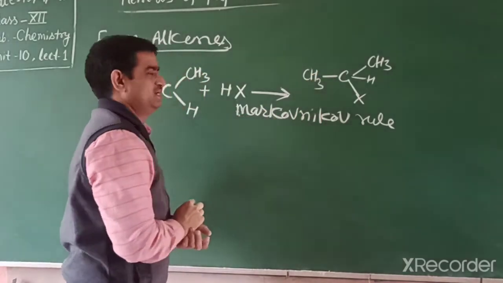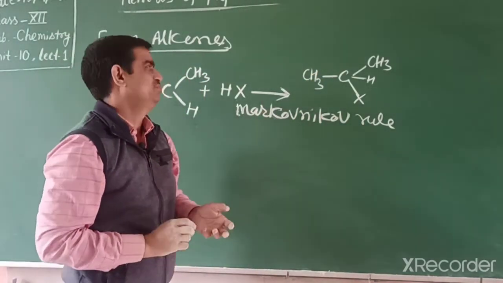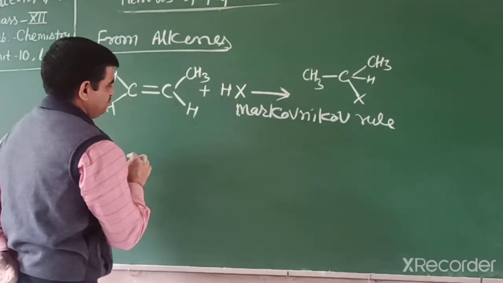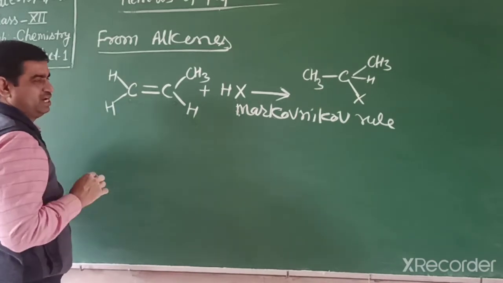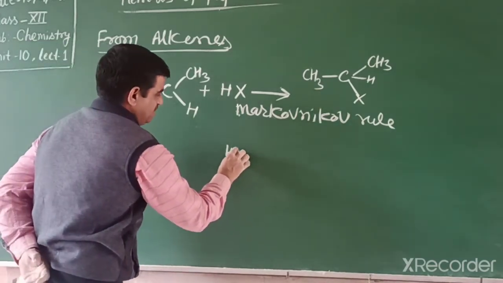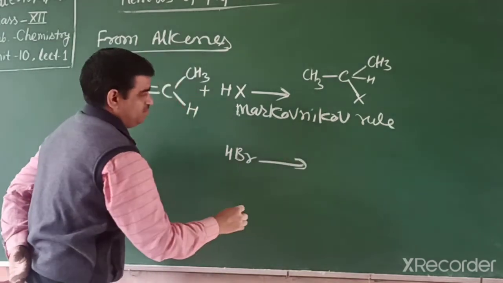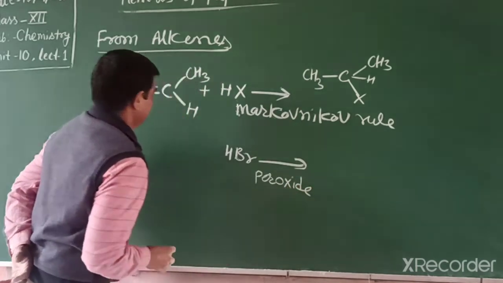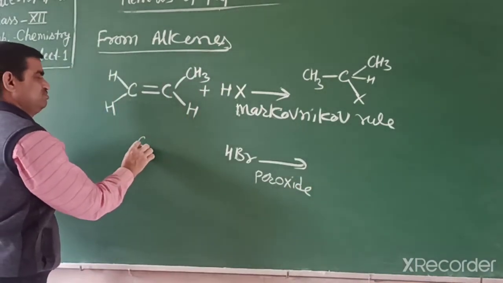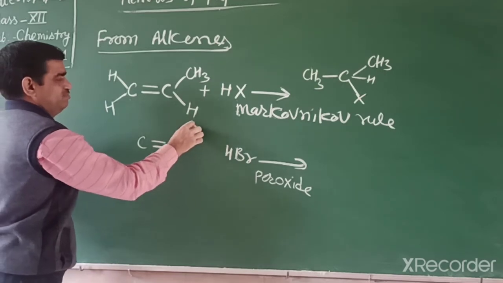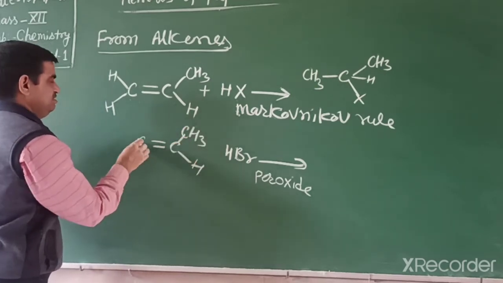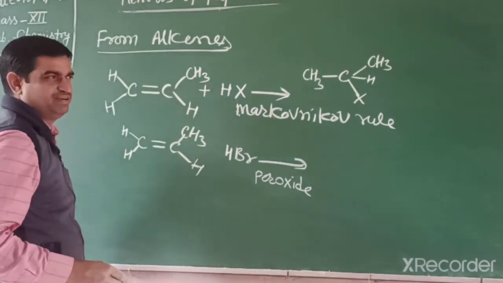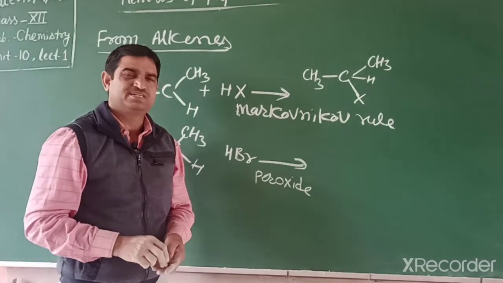So this addition is known as Markovnikov rule. But students, if there is peroxide present, means if addition of HBr is in presence of peroxide, then what happens? Then this occurs according to anti-Markovnikov rule. That is known as peroxide effect or Kharasch effect.